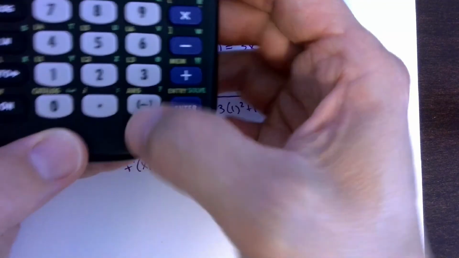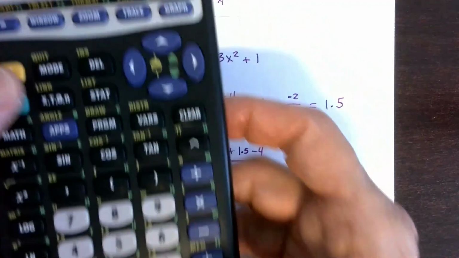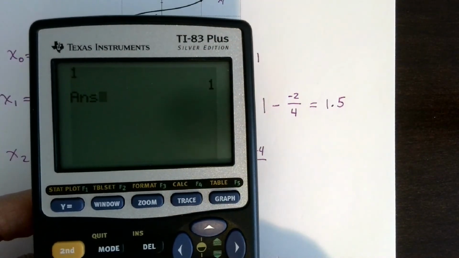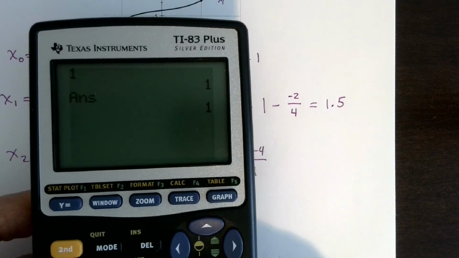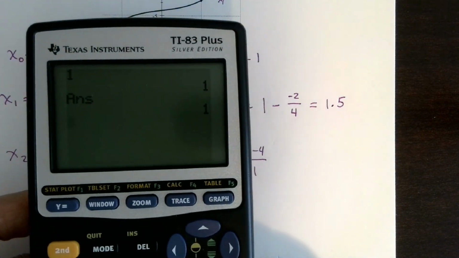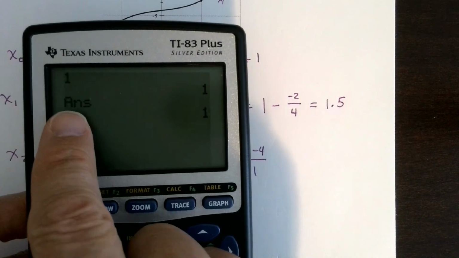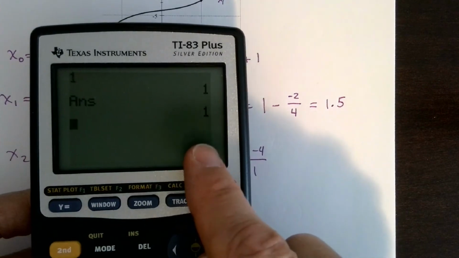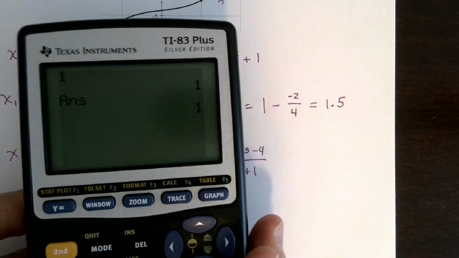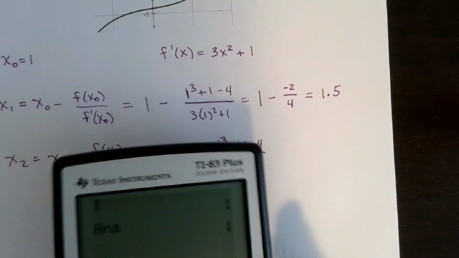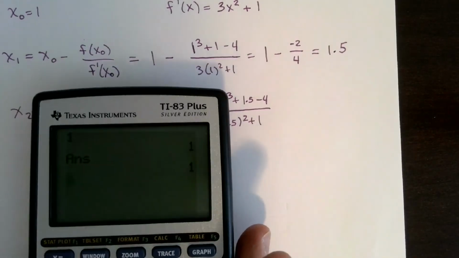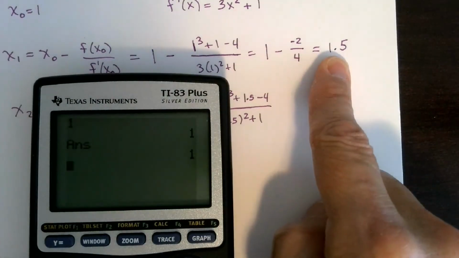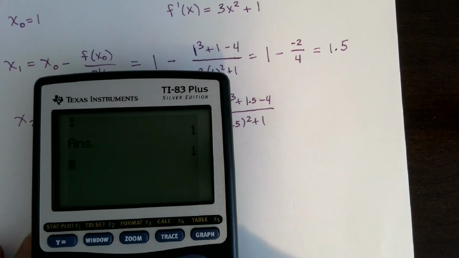ANS stands for answer. If I hit second and then that answer button down there, it comes up as ANS, and I hit enter. The value of that is 1. It always has the value of your last operation. So since I hit enter on answer, 1 again is back in answer. Whatever I get as a result will always be stored in this variable. So here's what I'm going to do now. I'm going to take answer as x sub 0, and I'm going to find x sub 1. You already know it's 1.5, but I'm just going to show you how you would do this in practice.